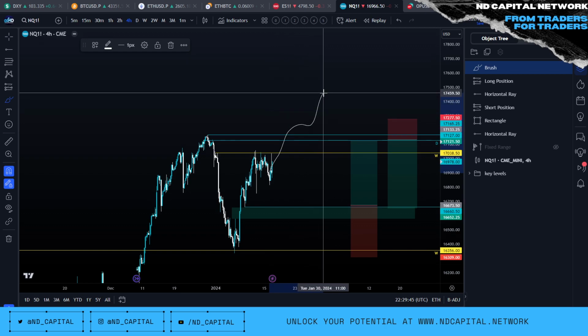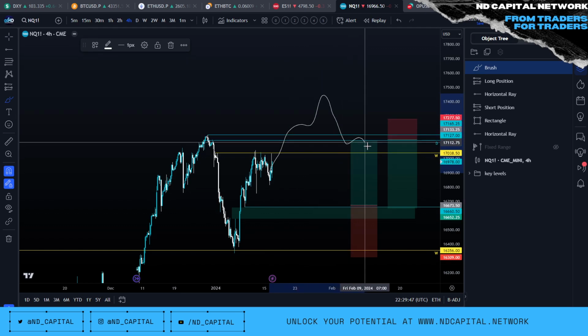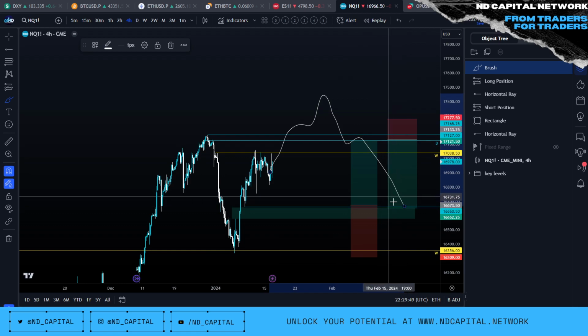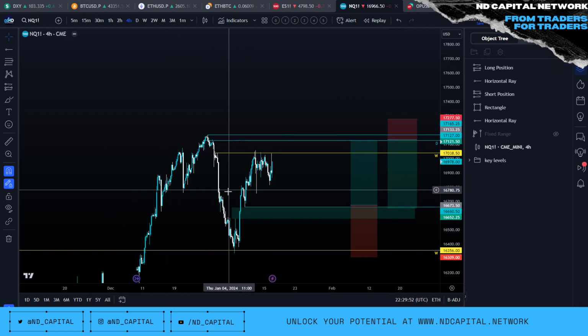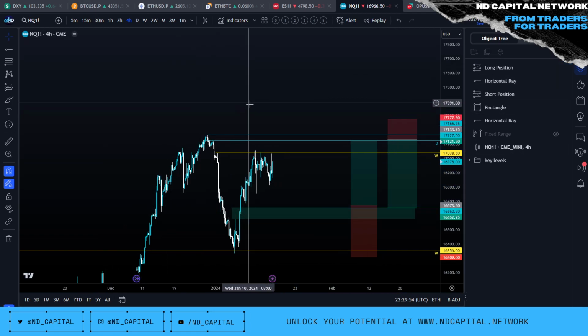I do expect Nasdaq to continue through half of January, and then if we do form kind of a fair value auction, yes, we can be looking down to here. I think at some point price is gonna come back down and fill the daily FVG down here.